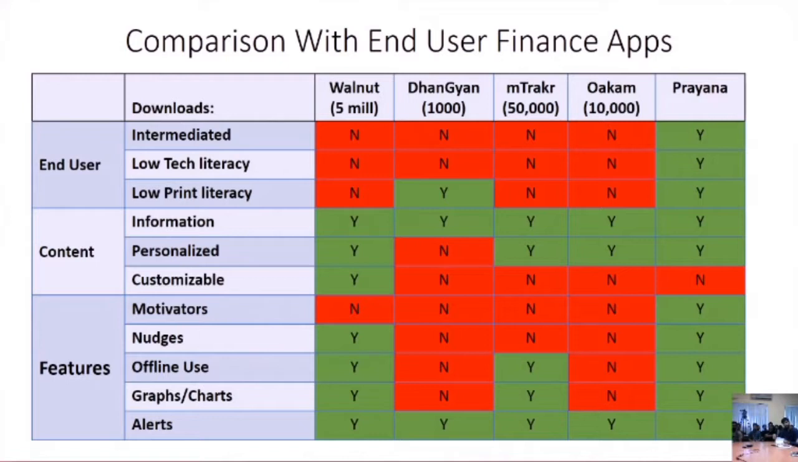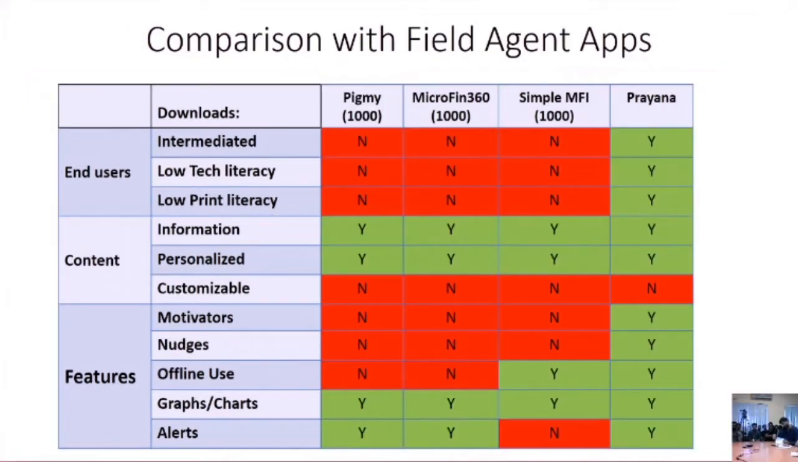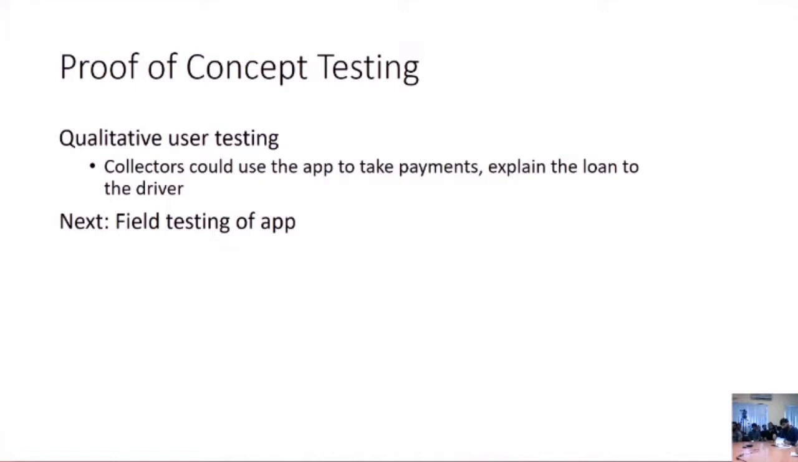Okay, I'm going to skip the comparison with the other apps, but just to say that there's no other app that uses this intermediated approach. So apps are designed either for the MFIs or for the end users. There's no one else who thinks about designing for both of them. And most apps are not designed for low print literacy. So in a qualitative use test, collectors could use the app to take payments and explain the loan to the driver, and drivers came away with a better understanding of their loan, specifically that it would finish later than expected because of underpayment. So the next stage, though, and all of our design with the collectors and with the drivers, I should say, was iterative.